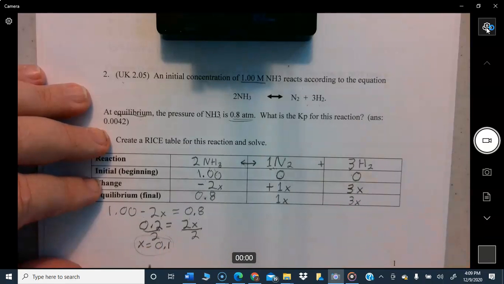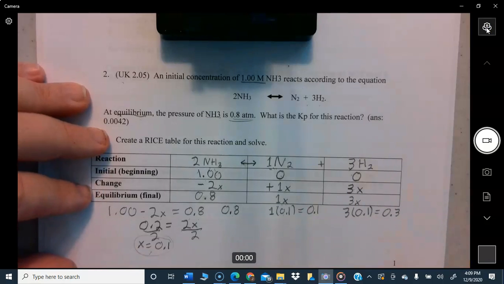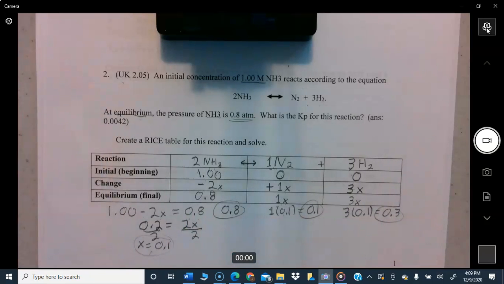Okay, so we know what x is. So 1x, I'll just write it down below here. This is 0.8. This is 1 times 0.1, that's x. 1 times x, that's going to be 0.1. And this is 3 times x, which is 0.1. That's going to be 0.3. Okay, so you have that as your equilibrium concentrations.